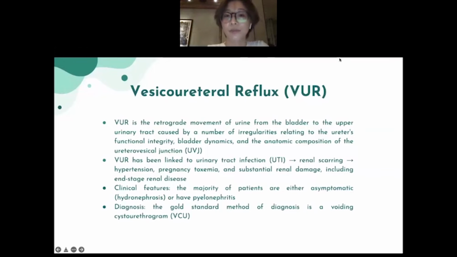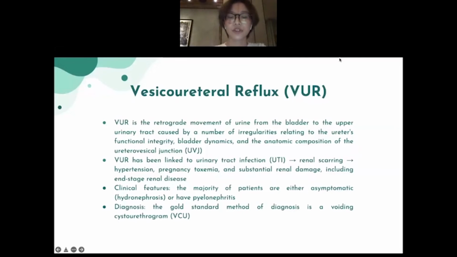VUR is the retrograde movement of urine from the bladder to the upper urinary tract caused by a number of irregularities relating to the ureter's functional integrity, bladder dynamics, and the anatomic composition of the ureterovesical junction or UVJ. VUR has been linked to urinary tract infection or UTI, and this can cause renal scarring. If this continues to happen, it will cause hypertension, pregnancy toxemia, and substantial renal damage, including end-stage renal disease.